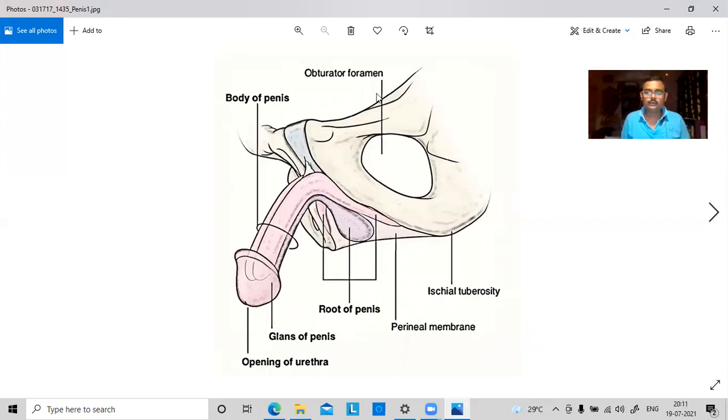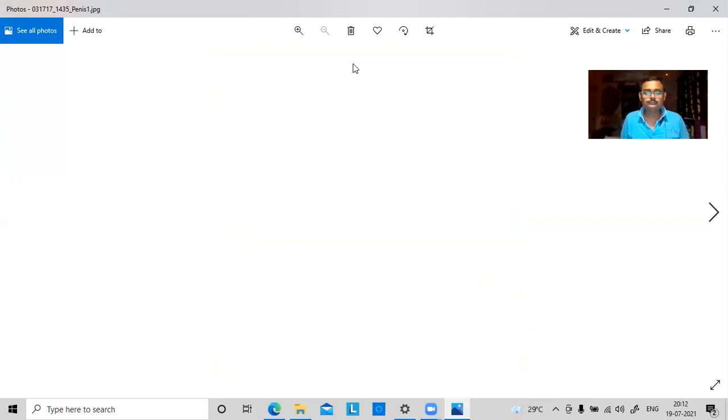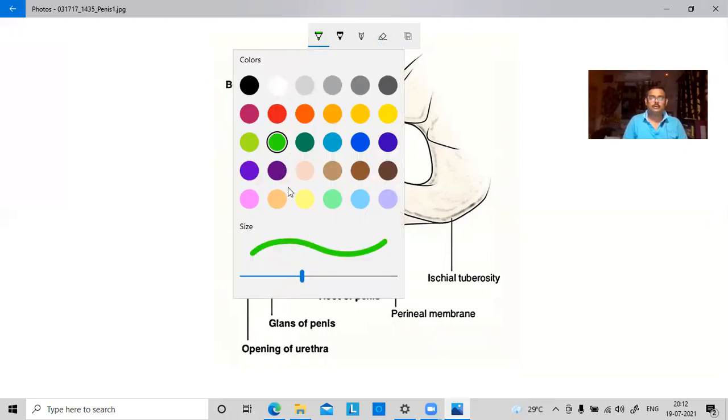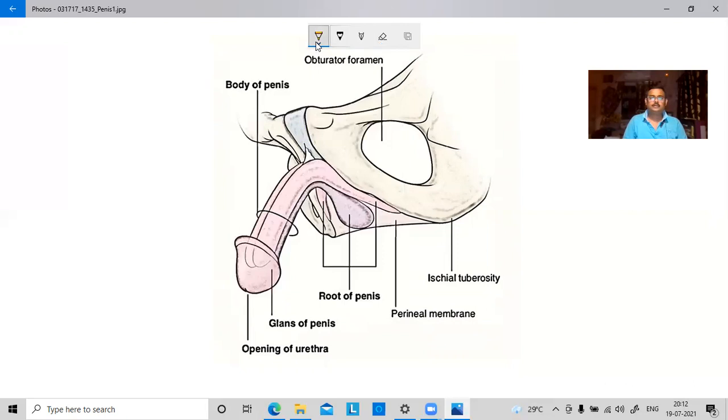So let me draw it. Now, the fundiform ligament attaches above and below, and continues with the fascia of the penis. Another one is the suspensory ligament of the penis, and this ligament is a triangular structure.